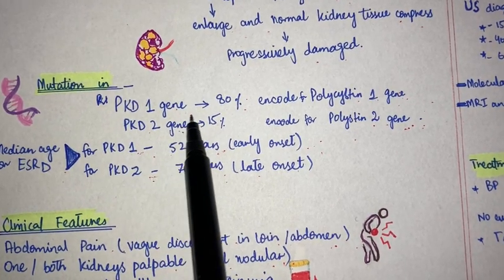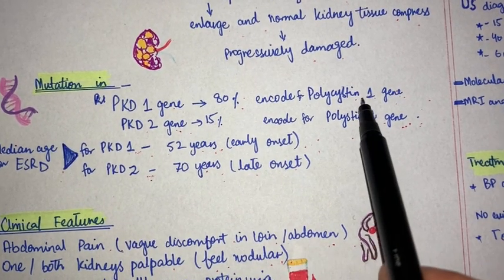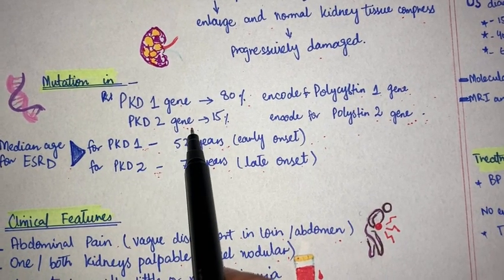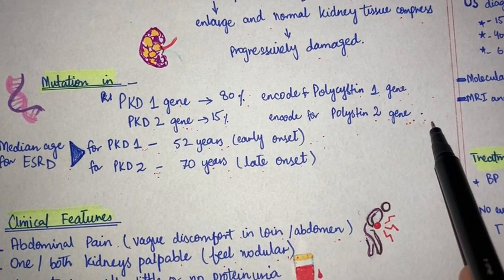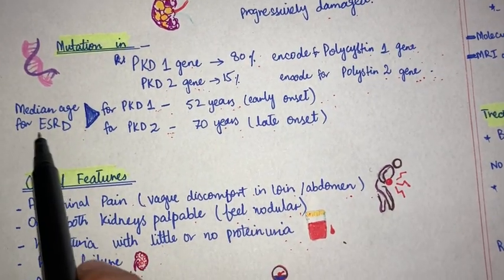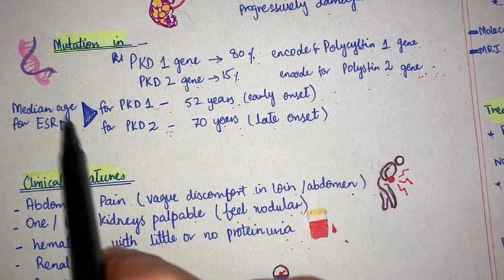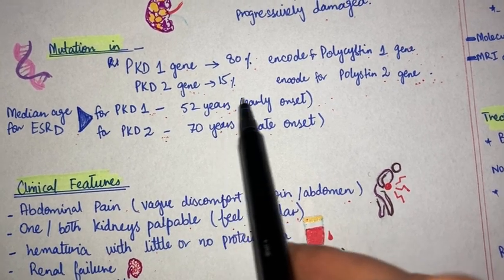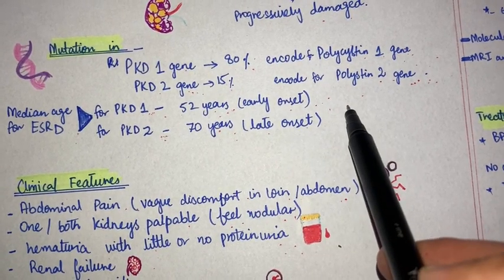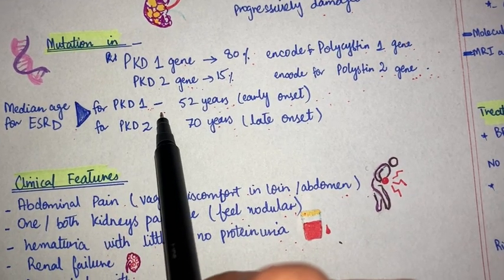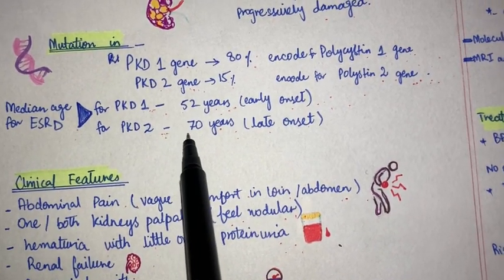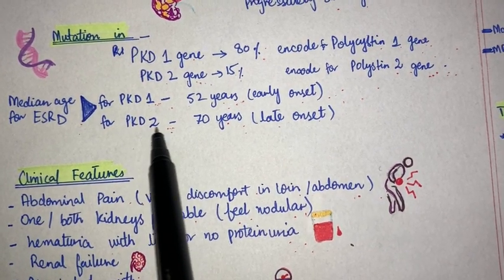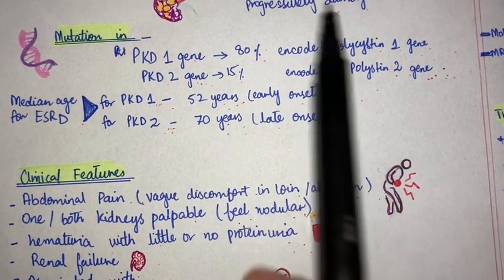There is mutation of the PKD1 gene in 80% of the population, which codes for polycystin 1, while in 15% of the population there is mutation of the PKD2 gene, which codes for polycystin 2. Then there is end-stage renal disease. Median age for end-stage renal disease for PKD1 mutation is 52 years. This means there is early onset of end-stage renal disease in patients with PKD1 mutation, while there is late onset of end-stage renal disease in patients with PKD2 mutation, that is 70 years.